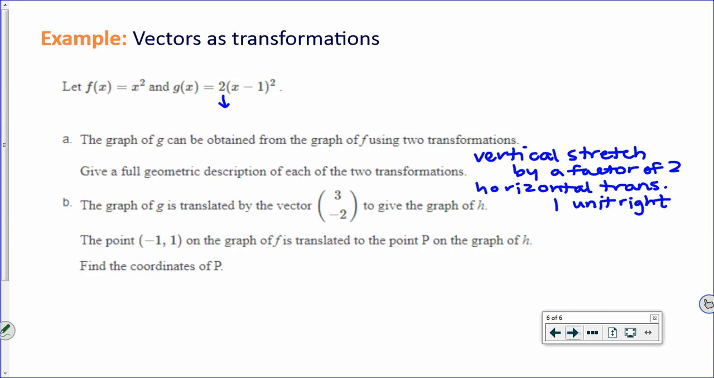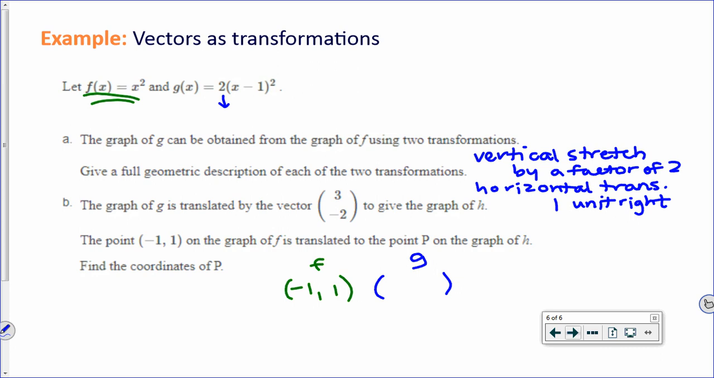So we have a question asked to us. The point -1, 1 on the graph of f is translated to the point p on the graph of h. We're supposed to find the coordinates of p. So this is a lot of movement going on. If we have the point -1, 1 on the original graph, which we do, first it's going to get shifted in accordance with g. So it's going to get translated through g first. And g, we know, has a horizontal translation to the right 1 unit and a vertical stretch by a factor of 2.